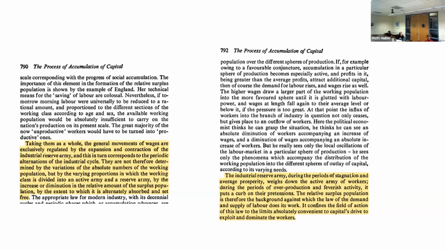What do we hear after COVID about wages and the labor market?